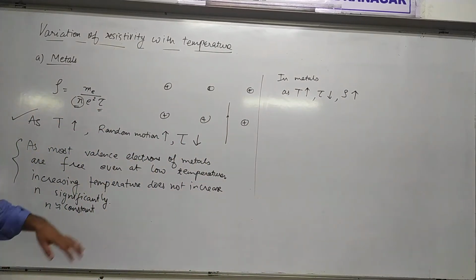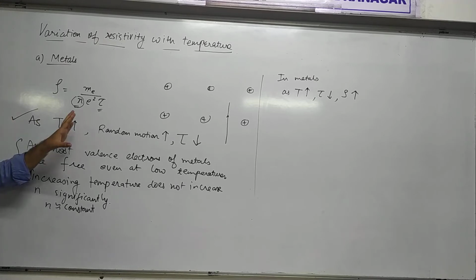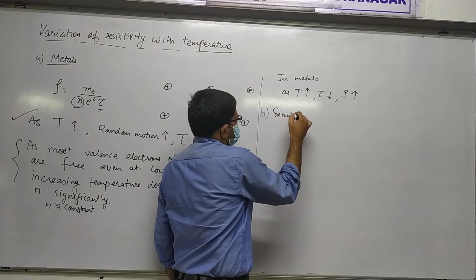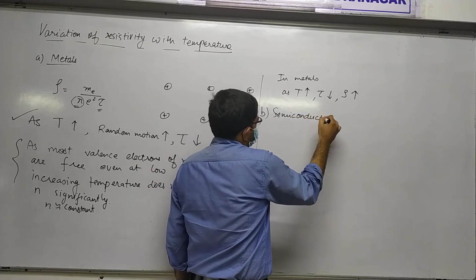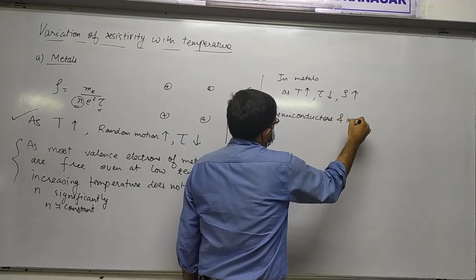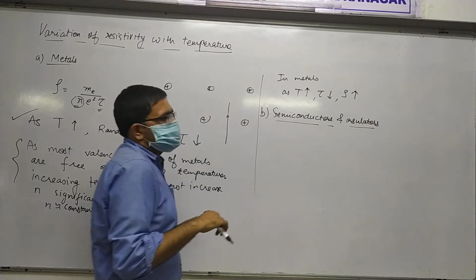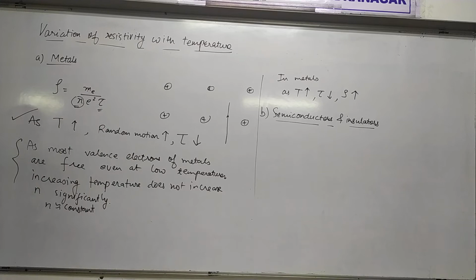Which quantity does not play important role here? The number density. Is it fine? Sure? Everything clear here? બરાબર ને? Let's go to the second part. The second part is for other things, that is semiconductors and insulators. Semiconductors and insulators.